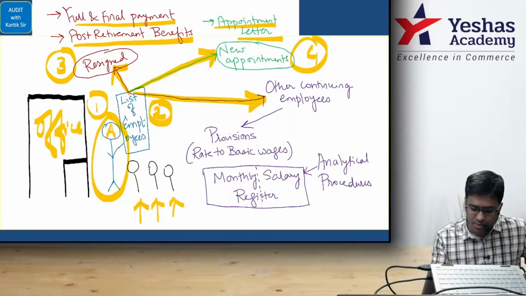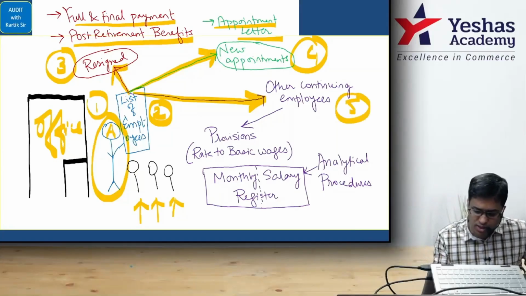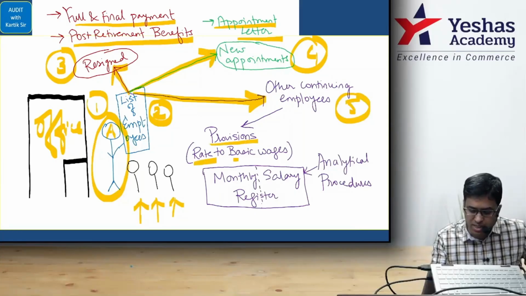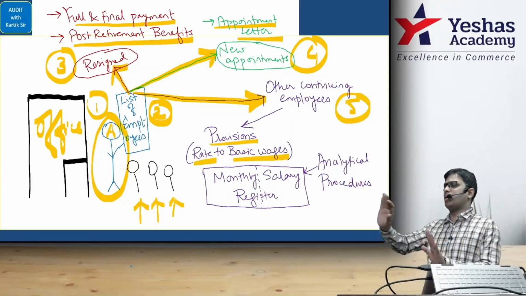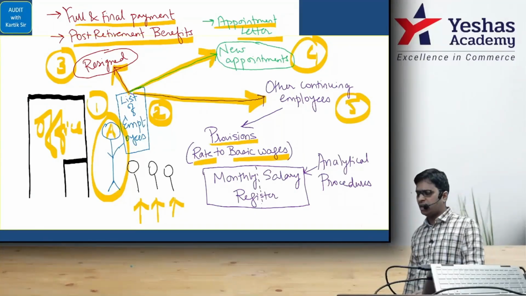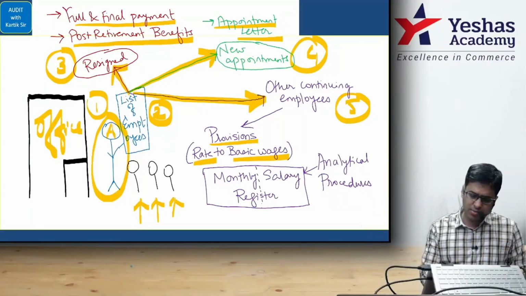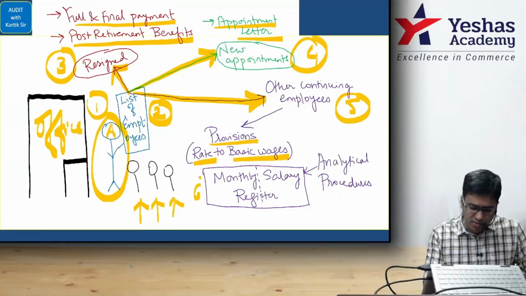Point number 5. For other continuing employees, my dear students, we'll see whether provisions are made separately. Provisions are nothing but rate to the basic wages. Some money you are keeping aside. Example, provident fund is an example of that. They are keeping it aside or not. Next, point number 6. Regarding the employees, every month, is there a monthly salary register that the organization is maintaining or not?